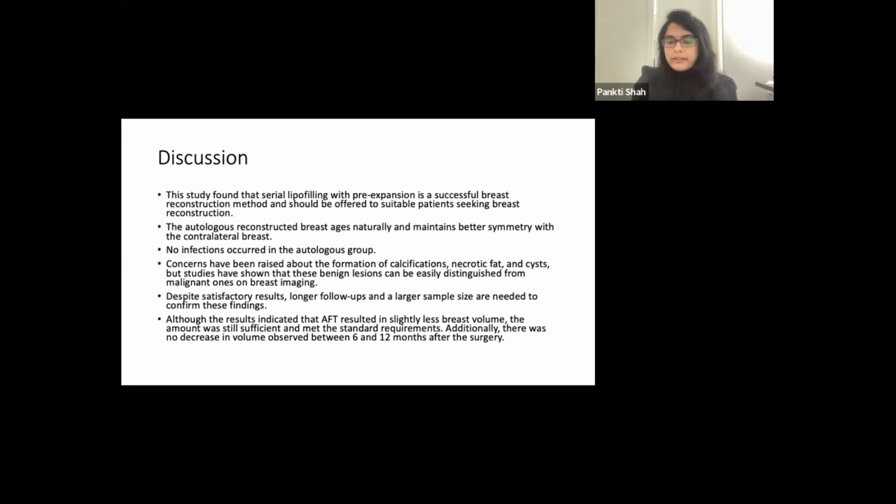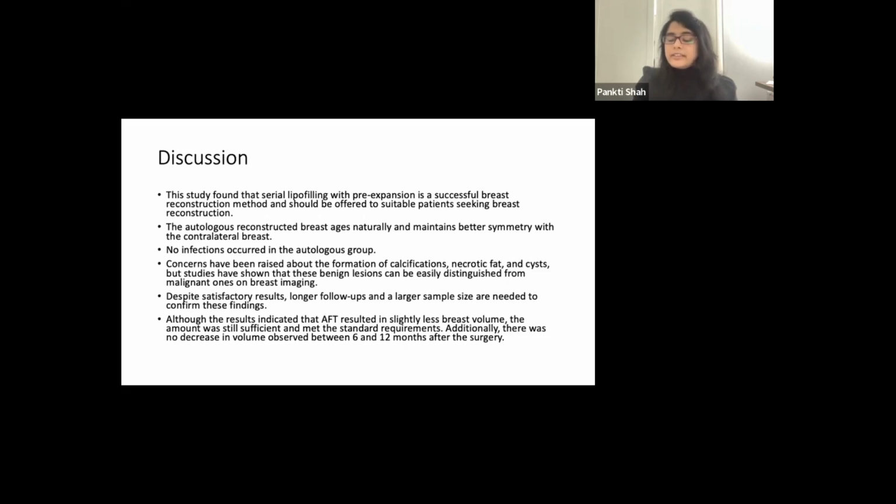No infection occurred in the autologous group, and concerns have been raised about the formation of calcification, necrotic sites, and cysts. But studies have shown that these benign lesions can be easily distinguished from malignant ones on breast imaging. So despite satisfactory results, a longer follow-up and a larger sample size are needed to confirm this finding.